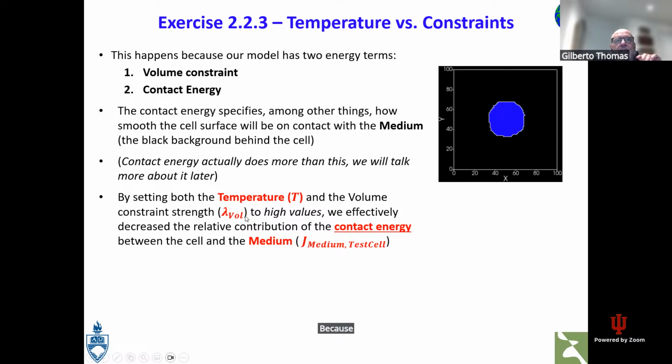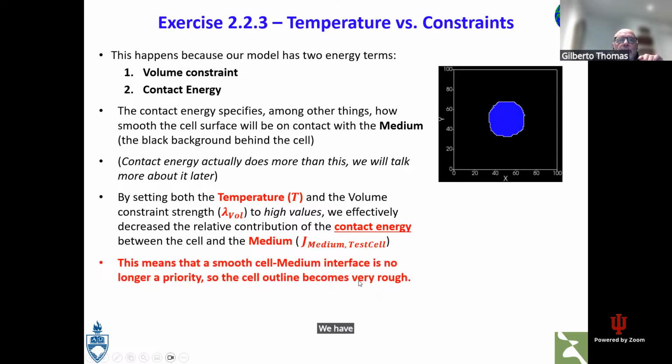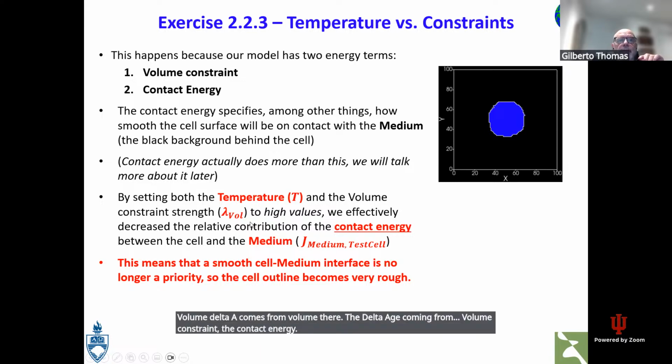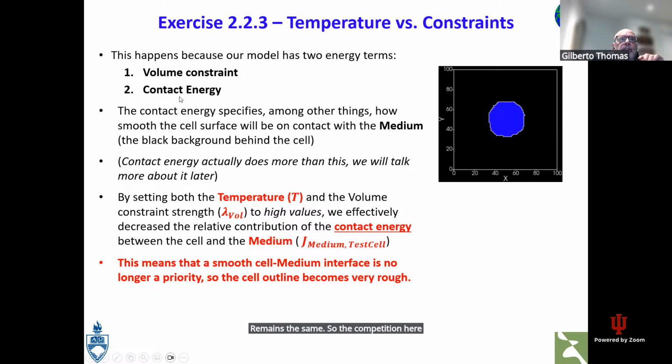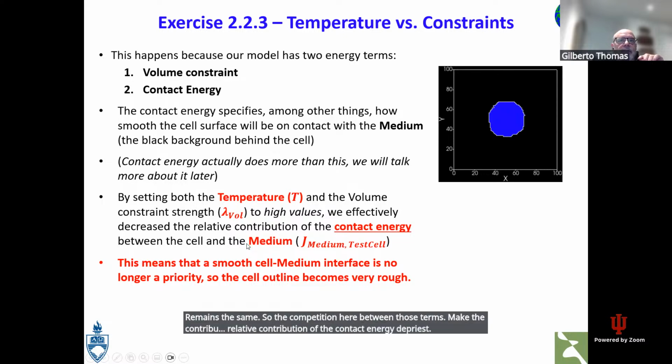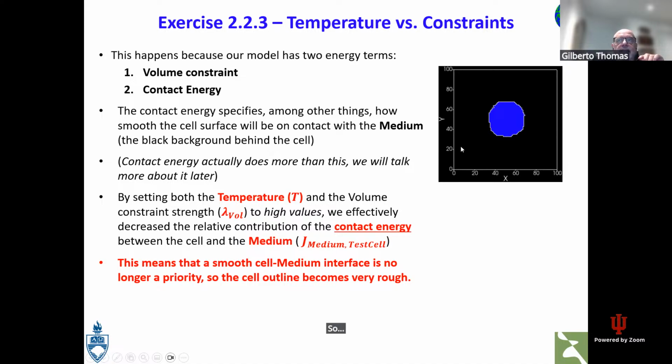By increasing the lambda volume, you compensate the increase of temperature. Remember, we have a ratio between delta H and T. Since you are increasing only the volume term, the delta H comes from the volume constraint, and the contact energy remains the same. So the competition between those terms makes the relative contribution of the contact energy decrease. So the borders of the cells move more, fluctuate more, because the contact energy has less influence when the temperature and the lambda volume are high. Okay?